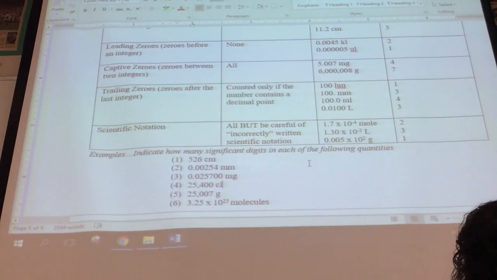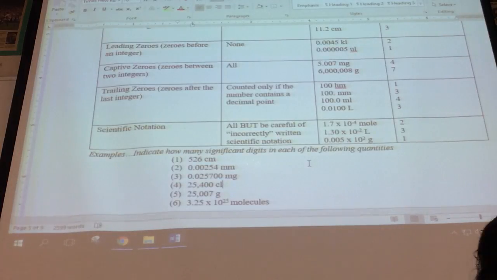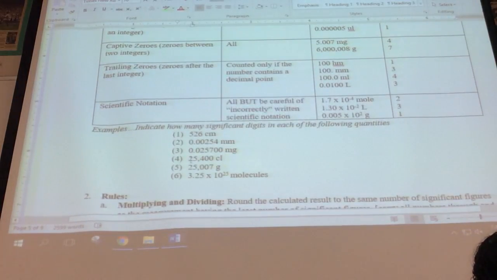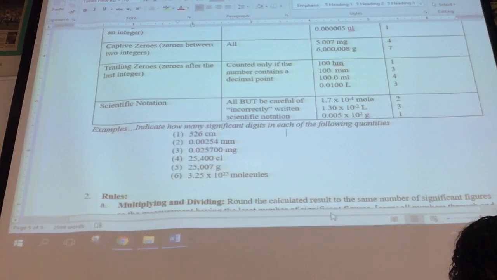Let's see if we can apply those rules. This part I think you'll find great success with. It's relatively straightforward. We've got 6 examples here. We want to indicate how many significant digits in each of the following quantities. 526 centimeters. How many sig figs would there be? Go ahead. 3 is correct. Very good. How come? Because they're all non-zero digits. You got it. Perfect. Excellent job. Who are you? Cassandra. Good job, Cassandra. Number 2.